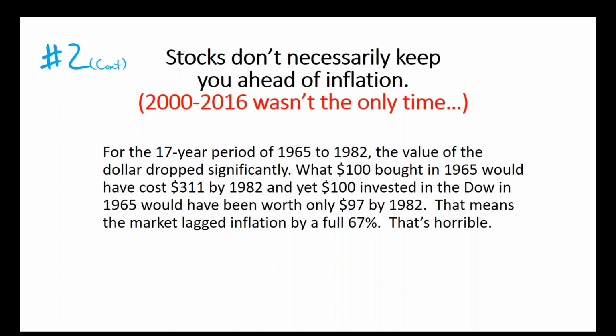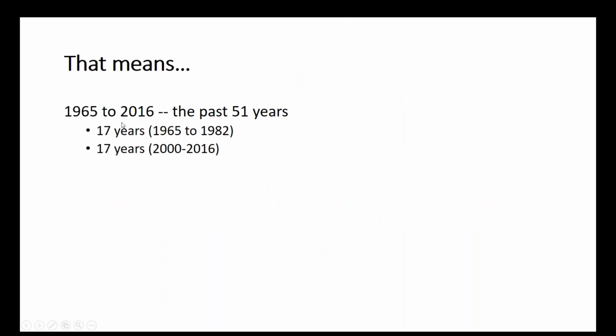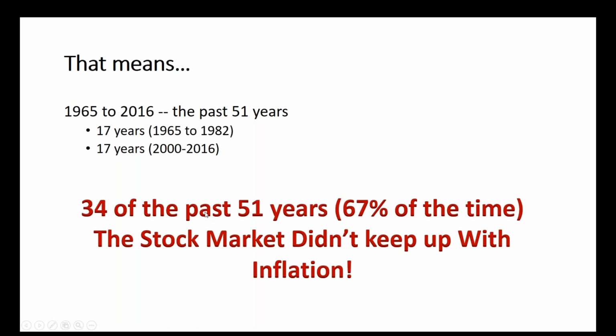So did that keep ahead of inflation? No, it lagged inflation. So let's do the math here. 1965 to 1982, guys, how many years is that? 17 years, and 2000 to 2016 is 17 years. How many years does that add up to? So 34 of the past 51 years, 67% of the time, the stock market did not keep up with inflation.